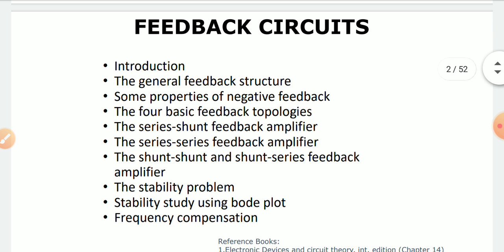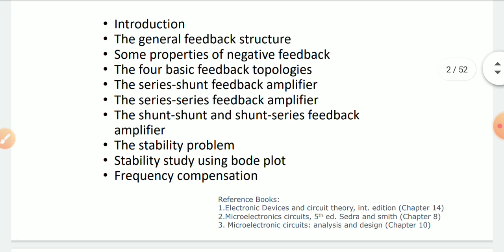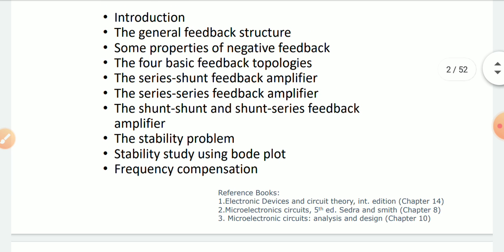To explain this portion, we have to cover some points. Initially we talk about the introduction, then the general feedback structure, some properties of negative feedback, the four basic feedback topologies, series, shunt, and the feedback amplifier. This is the way you can go. Some reference books are also given to you, you can follow them, but you need not follow only those. You can also use any other book for your reference.